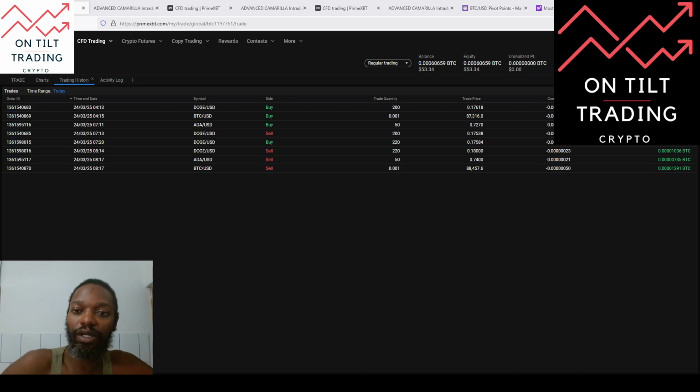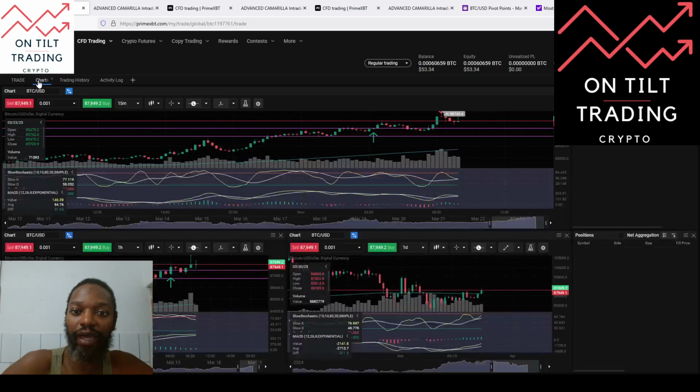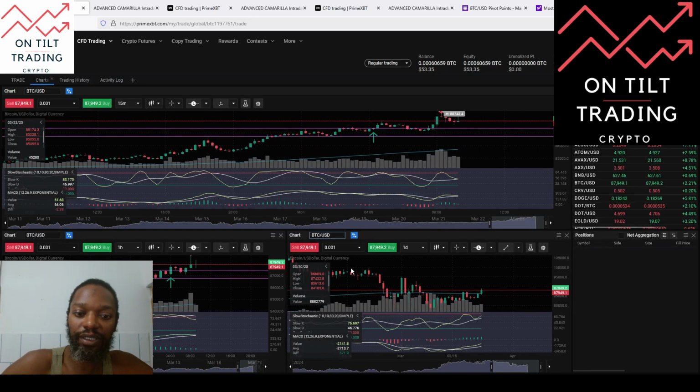So keeping things on the small side, but keeping things on, let's say, the good side of trading. So trading properly, not trying to make money, just trying to make good trades, and just focus on the percentages, not the dollar value. But this is my trade today on Bitcoin, and this is On Tilt Trading.